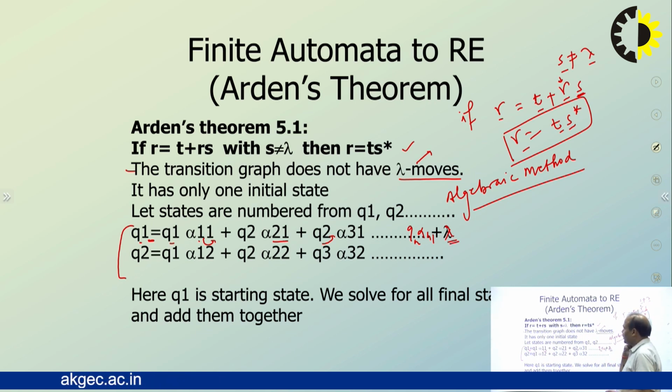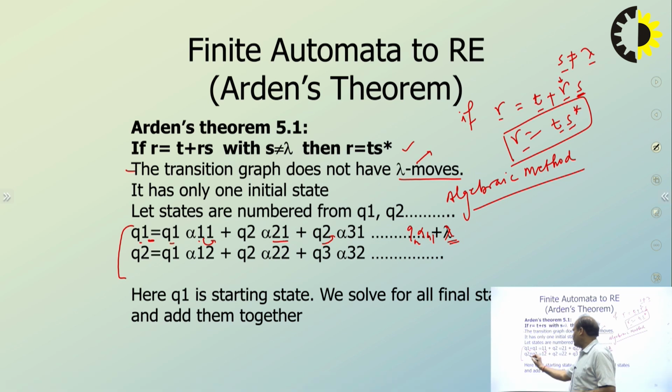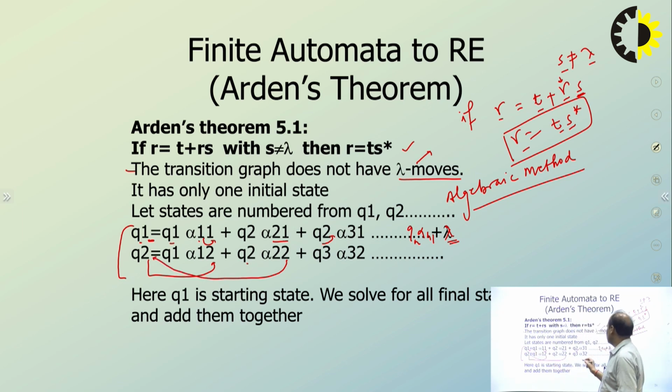This is Q1. Same thing if you write Q2: Q1 alpha 12. We are interested in going to 2, so you write alpha 12, and then Q2 alpha 22. We are interested in going to 2, so alpha 22 plus Q3 alpha 32, going from 3 to 2, and so on. There is no addition of lambda in this Q2 equation.